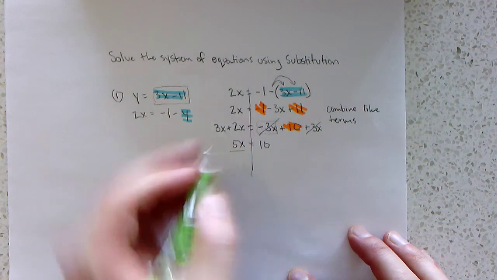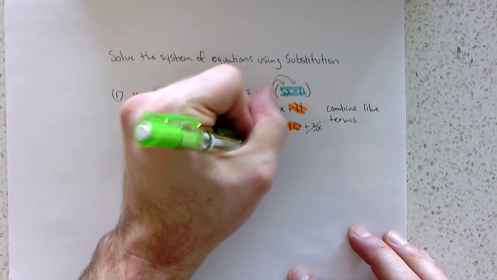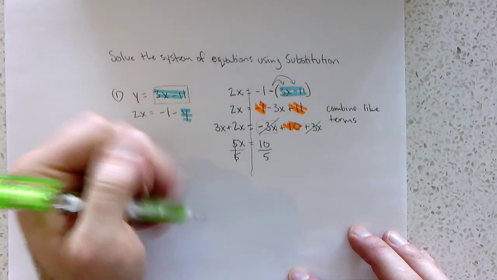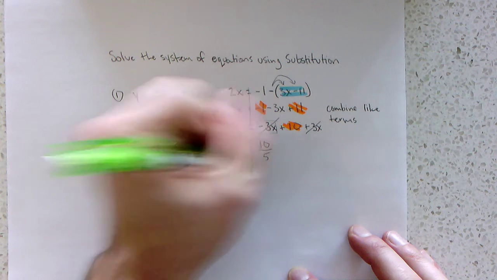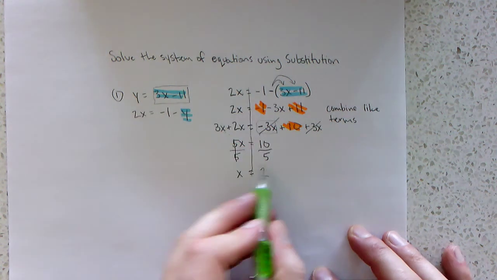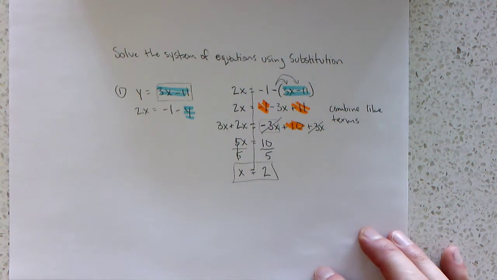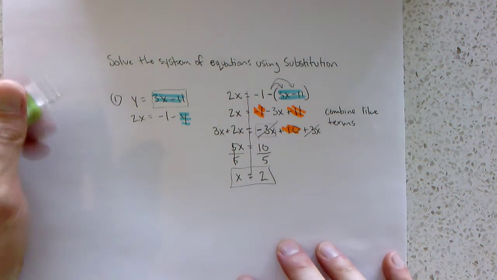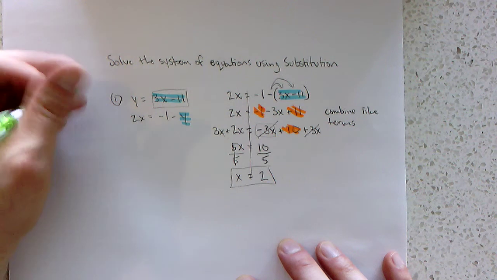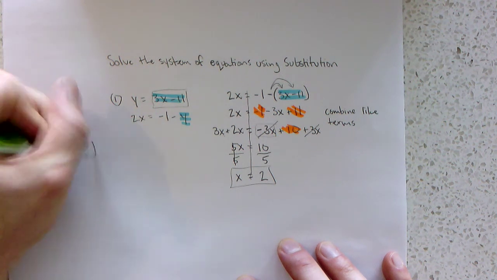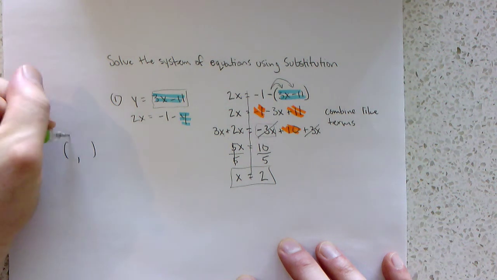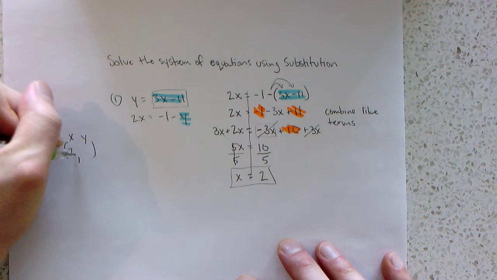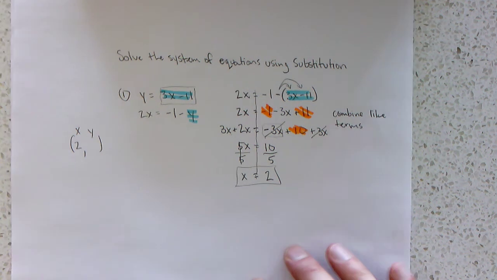And then from here, I just continue to get x by itself. So I divide both sides by 5. This goes to 1. Leaves me with x equals 2. So now I know that x equals 2. So if we remember, we're looking for a coordinate pair. So I need an x and a y. So I'm going to put in my 2 over here that I found for x.